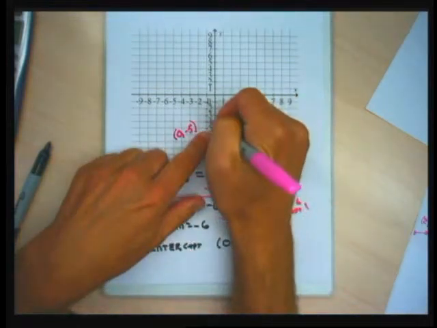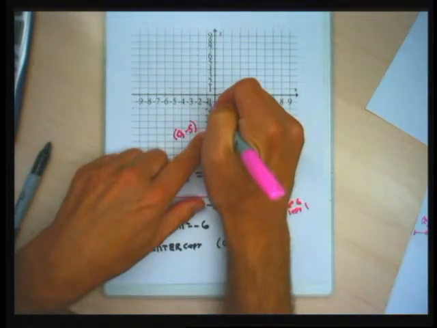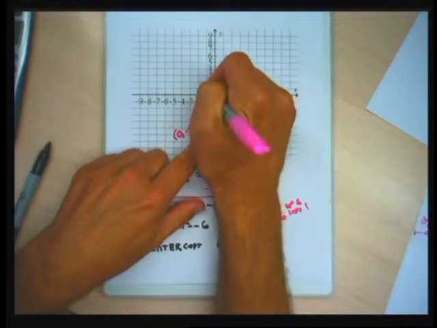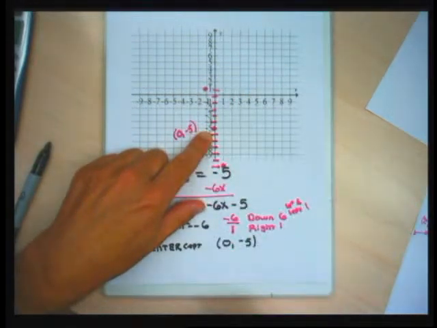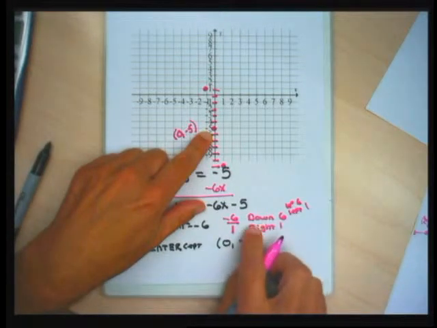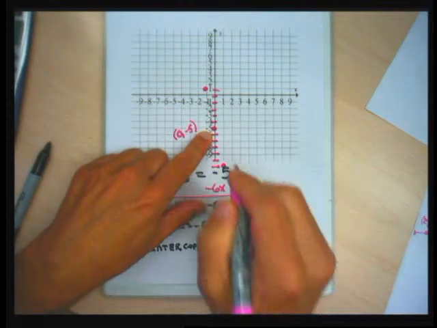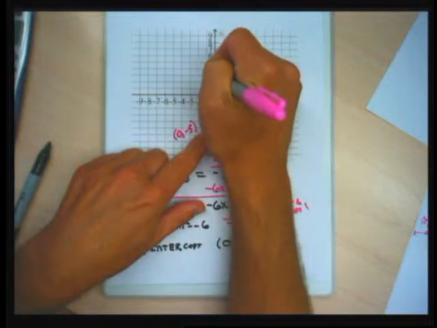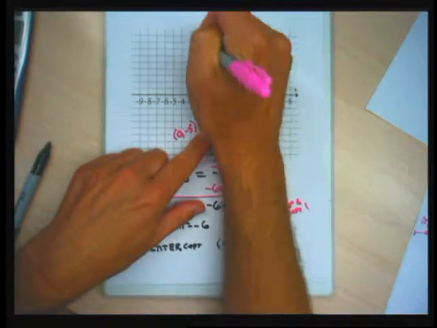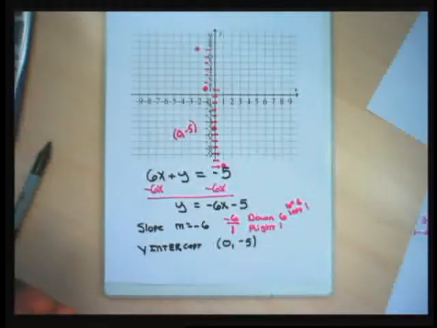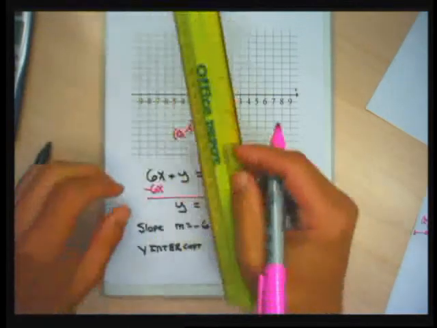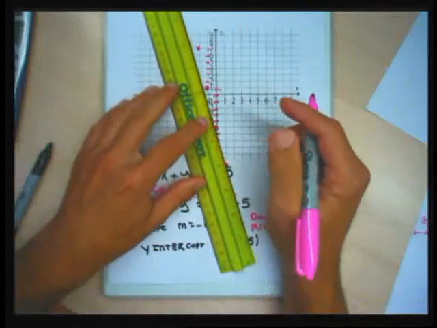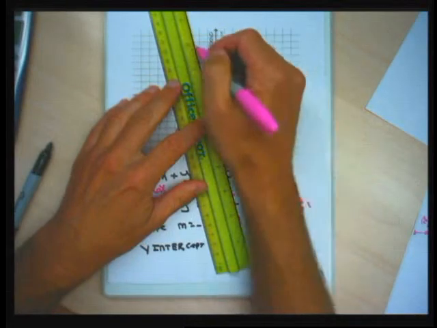From this point, if I go up 6, 1, 2, 3, 4, 5, 6, left 1, I get a point on the line, and it didn't run off the grid. So you can do exactly the opposite. Instead of going down and right, you can go up and left. If I did that again, up 1, 2, 3, 4, 5, 6, left 1, I'm still on the same line. So now I have a bunch of points that all line up on the same line. So I'm going to connect them the best I can.